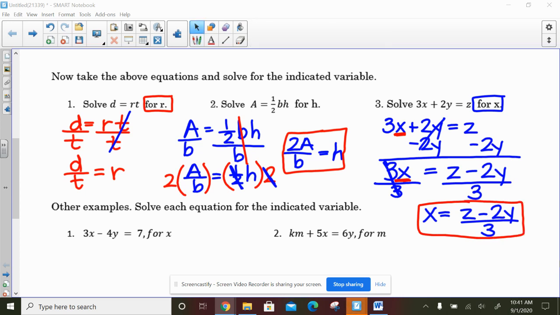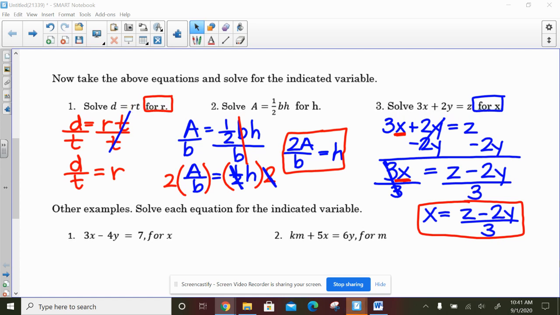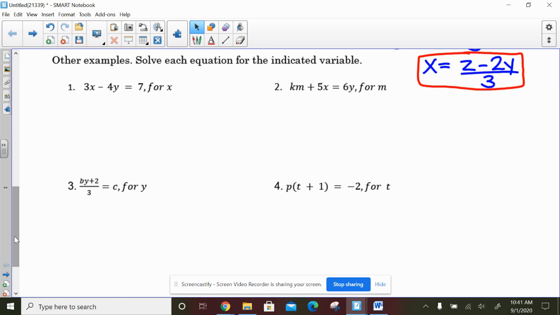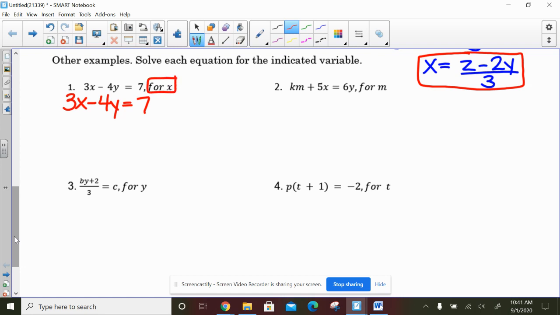Okay, let's take a look at some more at the bottom. All right, so this first one, 3x minus 4y equals 7. Okay, so this is another solve for x. Okay, so I want that by itself.